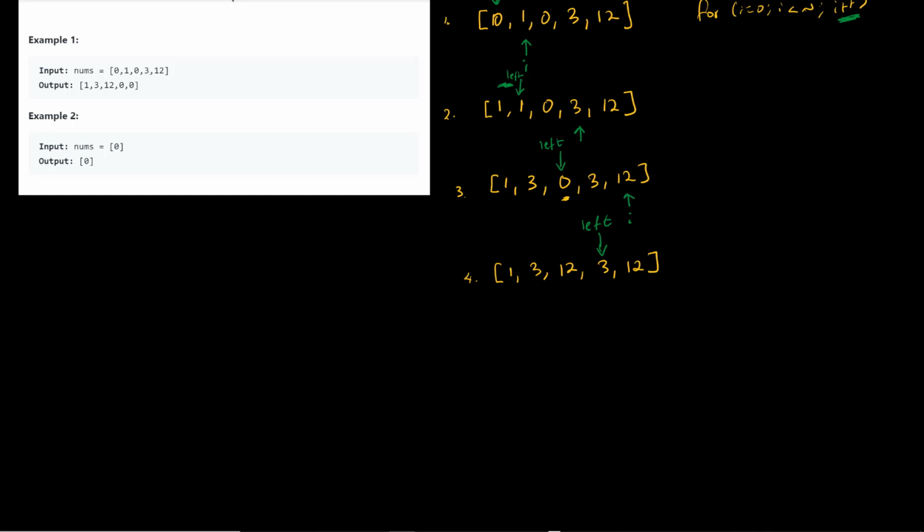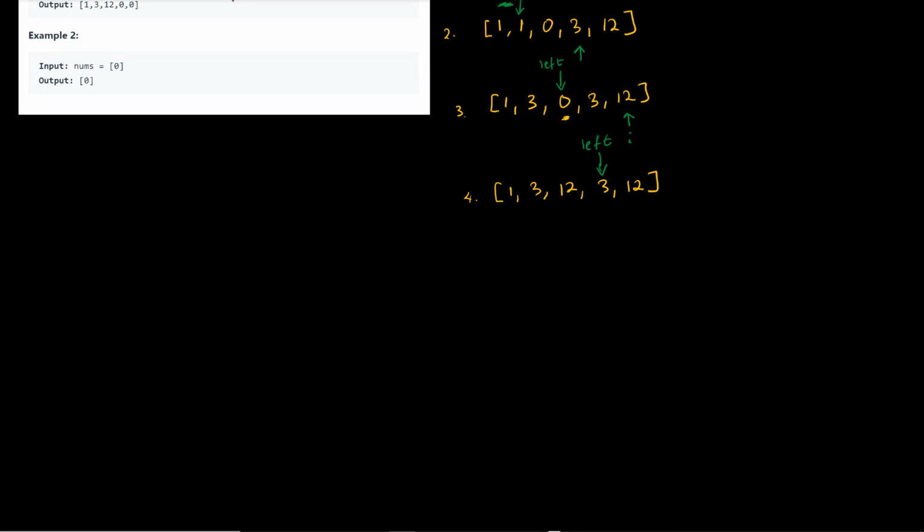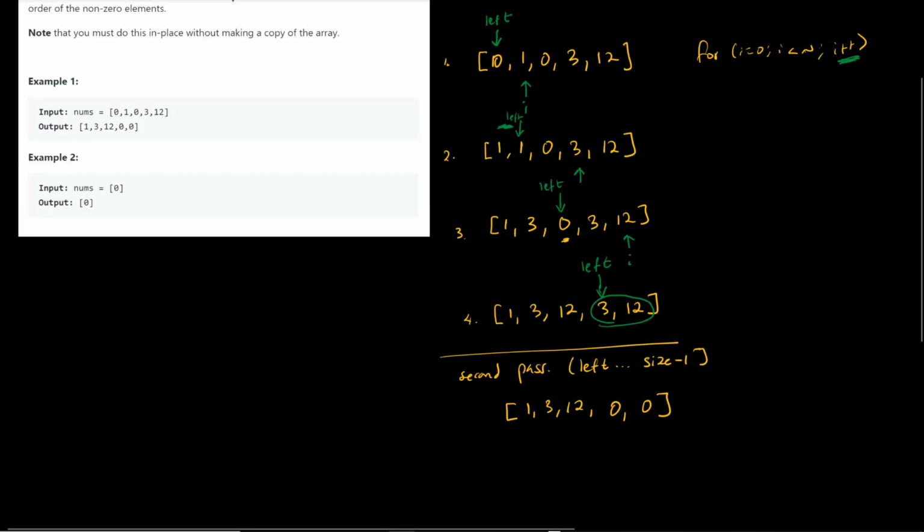Now we are doing the second pass. The second pass is simple. From where left was up to the end of the array, we overwrite with zeros. So the second pass runs from where the current left is to the end of the array, size minus 1. We do just one loop, where this part will remain as it was, and we are overriding everything here, which will now be 0, 0, and now we have our solution.